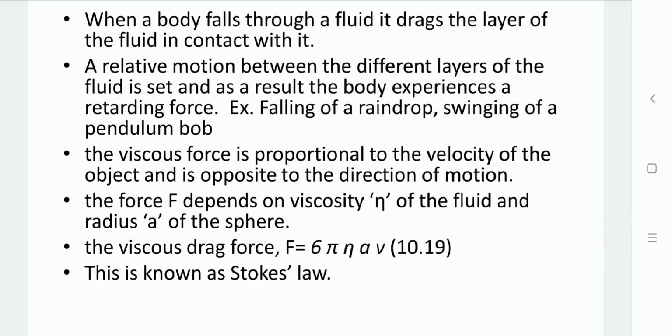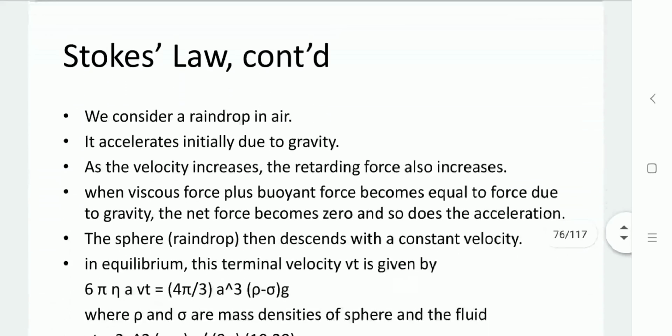So if a raindrop is falling in air, it accelerates initially due to gravity. As the velocity increases, the retarding force also increases. When the viscous force plus the buoyant force is equal to the force due to gravity, the net force becomes 0 and the acceleration becomes 0. So the raindrop descends with a constant velocity.